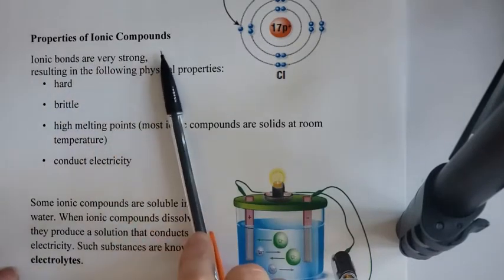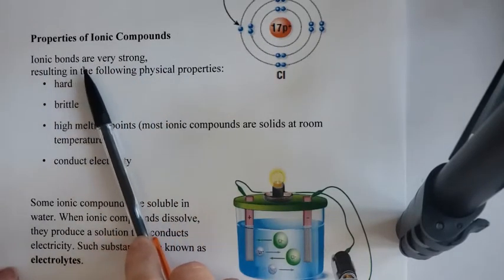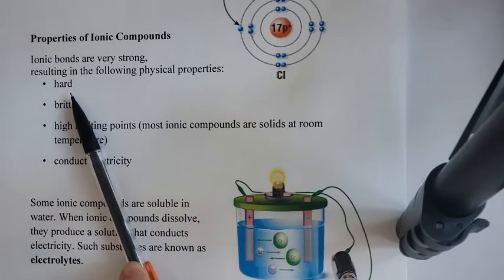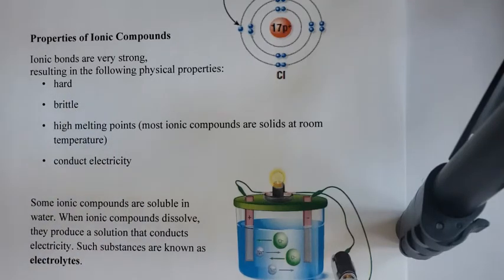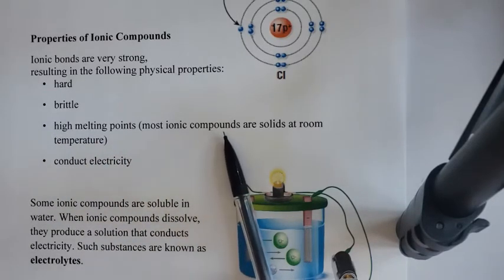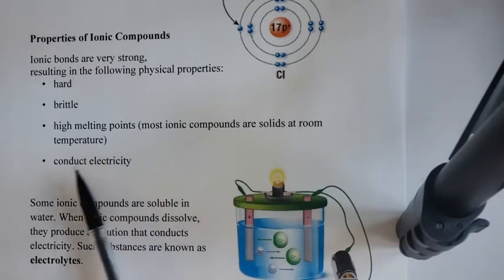Properties of ionic compounds. Ionic bonds are very strong, resulting in the following physical properties. They tend to be very, very hard, but yet brittle. If you think about a block of salt, I have a salt lamp, which I'm actually looking at right now. It's very, very hard, but I know if I hit it with a hammer, it's going to smash into lots of little pieces. It also has high melting points, and most ionic compounds are solid at room temperature.